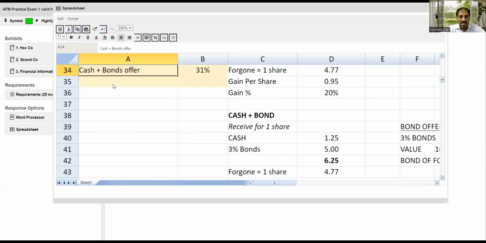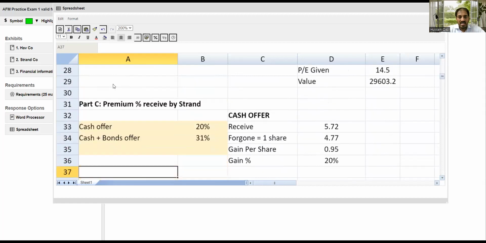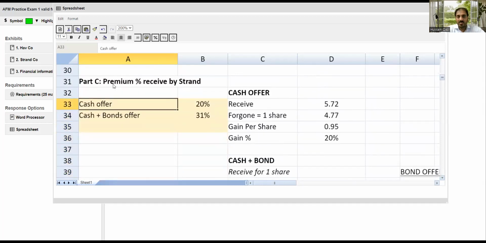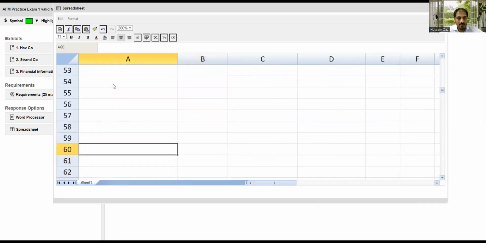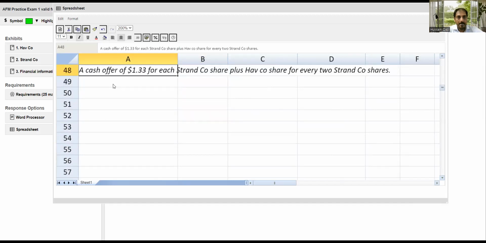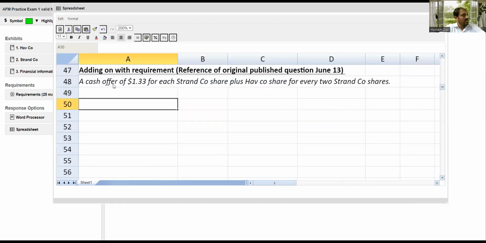So I can say that the question has actually three parts: cash plus cash offer, cash plus bond offer, and cash plus shares offer. And that's what I'm going to discuss here. Okay. We will mention cash and shares offer.